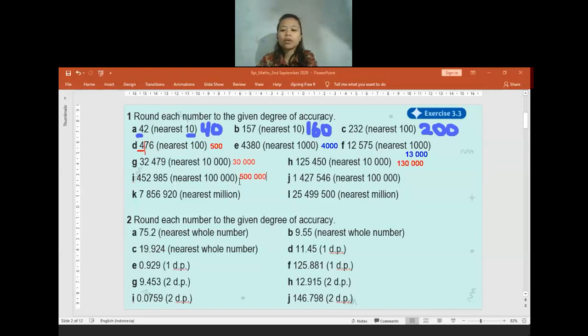Is there anyone who is confused? For the I, it will be 500,000. Why is it 500,000? Because the digit at the 100,000 place is 4. Next to 4 is 5. Whenever the next number is 5 or bigger, it means we have to increase the chosen digit by 1. It's 4, and then increase by 1, it will be 5.